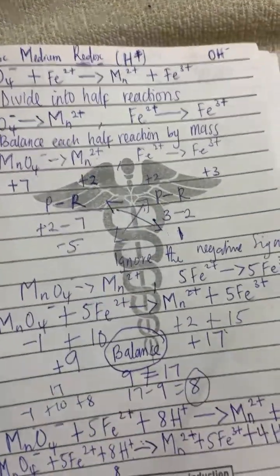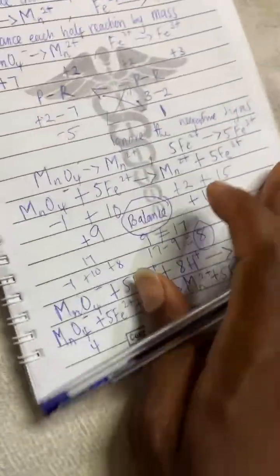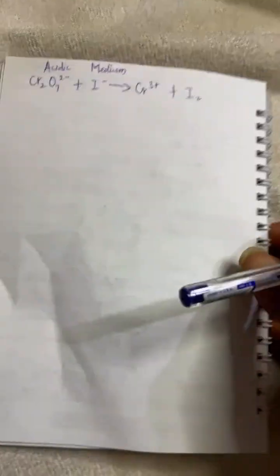So let's quickly solve another balancing of redox. I actually prepared 2 for acidic medium, and I'm going to give you guys an assignment. I also prepared 1 for basic medium, and I'm going to give you guys assignments, right?